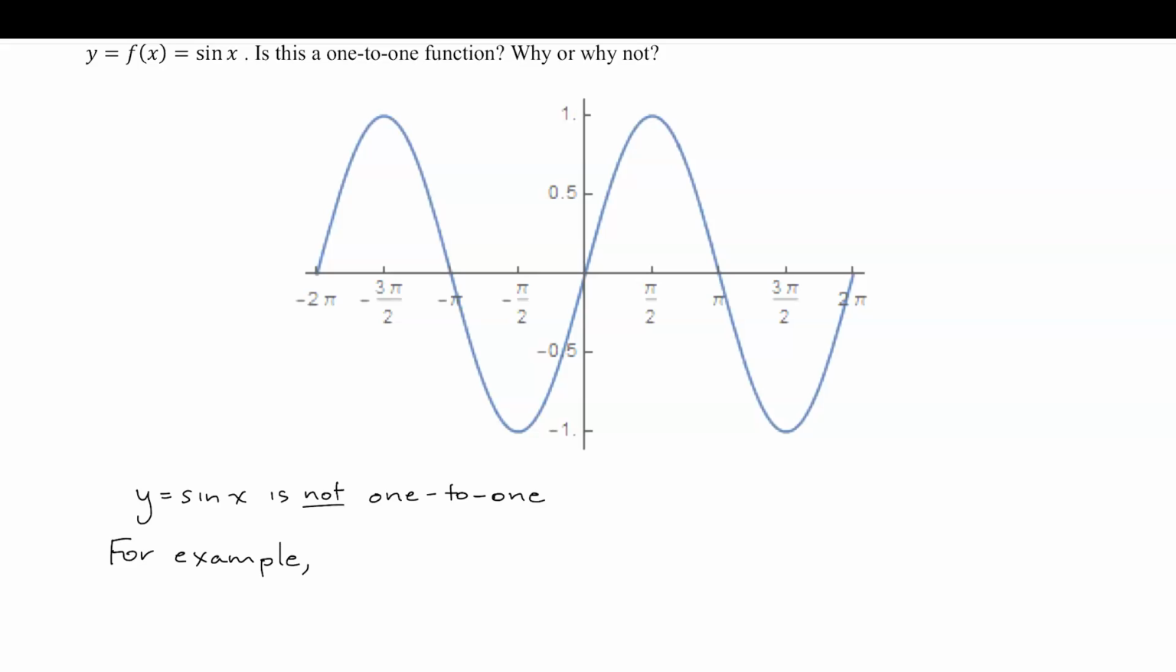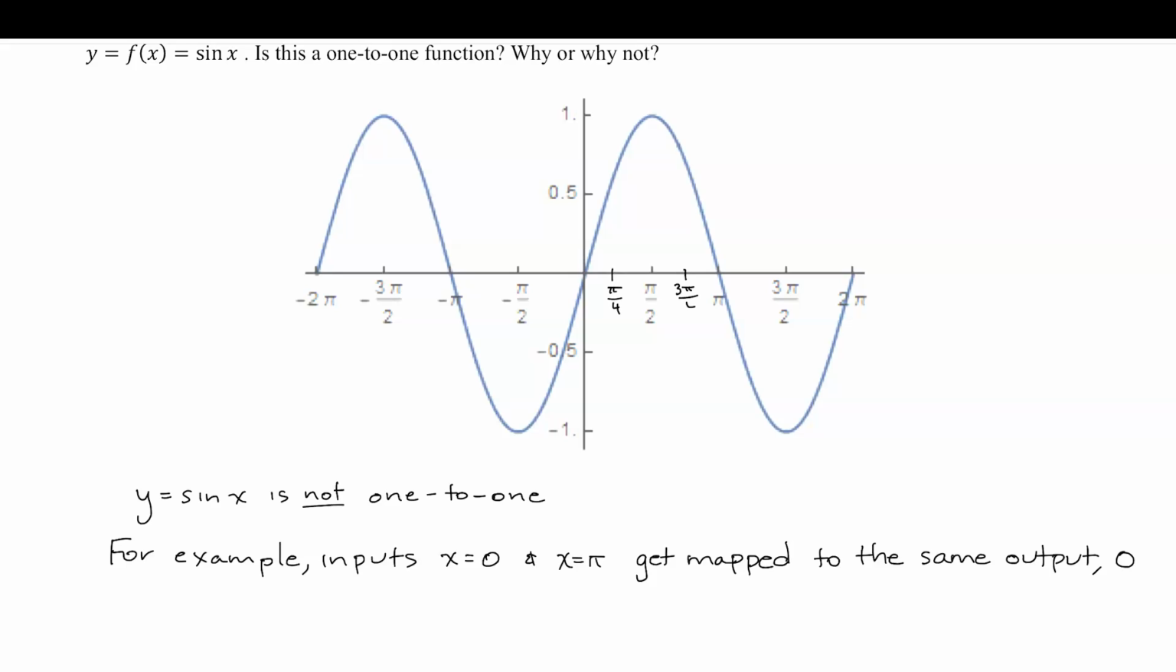So, for example, here, the inputs x equals 0 and x equals pi get mapped to the same output, which is 0. So that's a way to show that this function is not one-to-one.